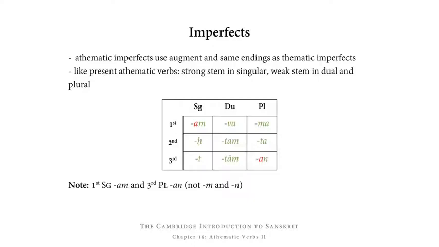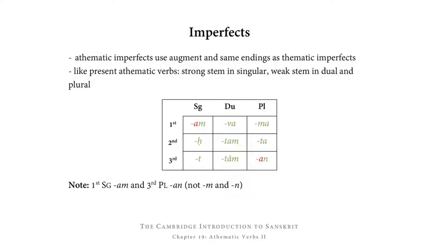The imperfect of athematic verbs is very similar to that of thematic verbs. Both use the augment and both use more or less the same endings. And like present athematic verbs, the imperfect of athematic verbs uses the strong stem in the singular and the weak stem in the dual and plural. Now, as for the endings, there are two small things that we need to note.